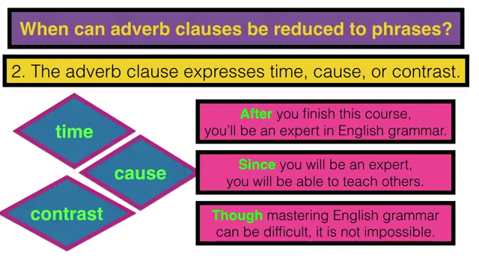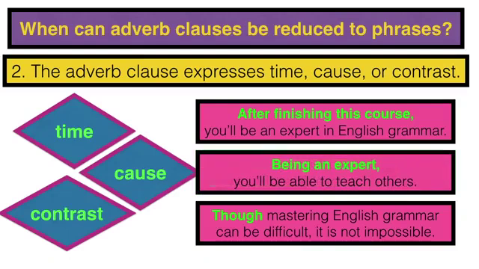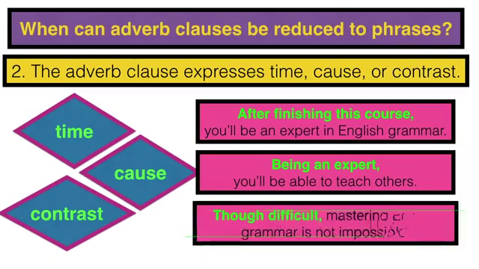Take a look at the first sentence. After you finish this course is reduced to after finishing this course. Since you will be an expert is reduced to being an expert. And finally, though mastering English grammar can be difficult, is reduced to though difficult. Don't you like the sound of that?